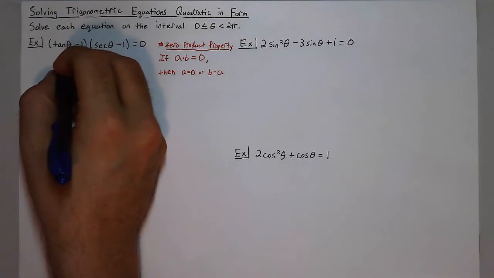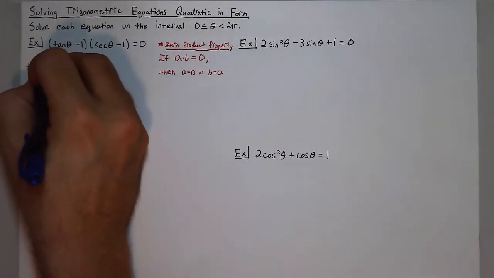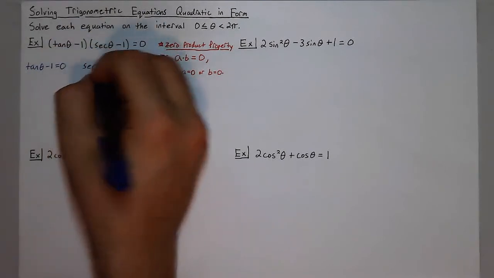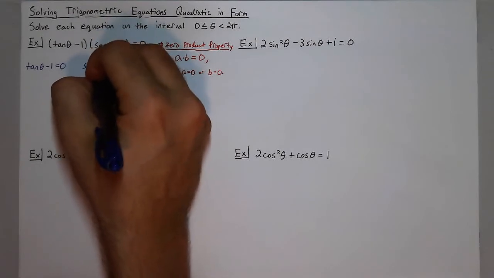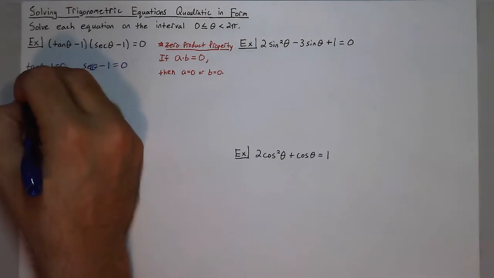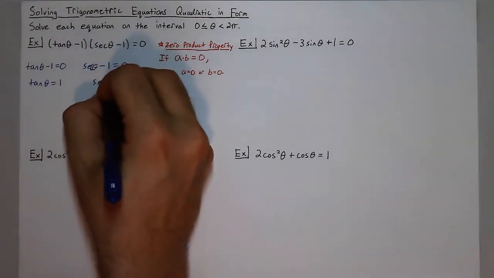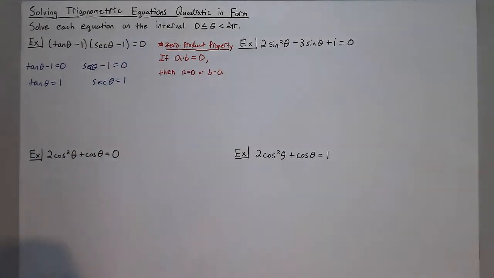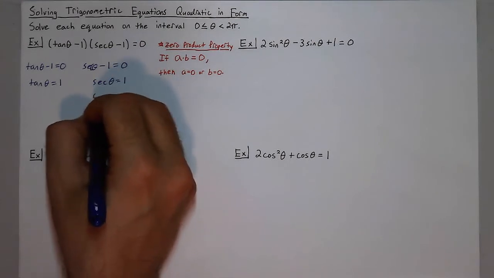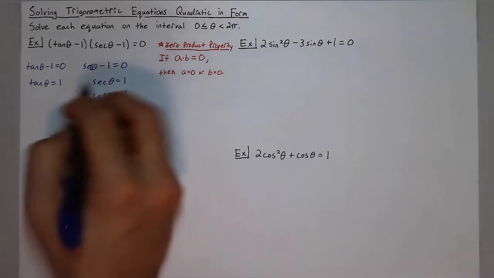So in the case of this first example, we're going to set tangent of theta minus 1 equal to 0 and secant of theta minus 1 equal to 0. And then I can add 1, and I'll get tangent of theta is equal to 1, and secant of theta is equal to 1. And on the right, I know secant is the reciprocal of cosine, so I can rewrite this as cosine of theta is equal to the reciprocal of 1, which is still 1, and now I have two equations I need to solve.